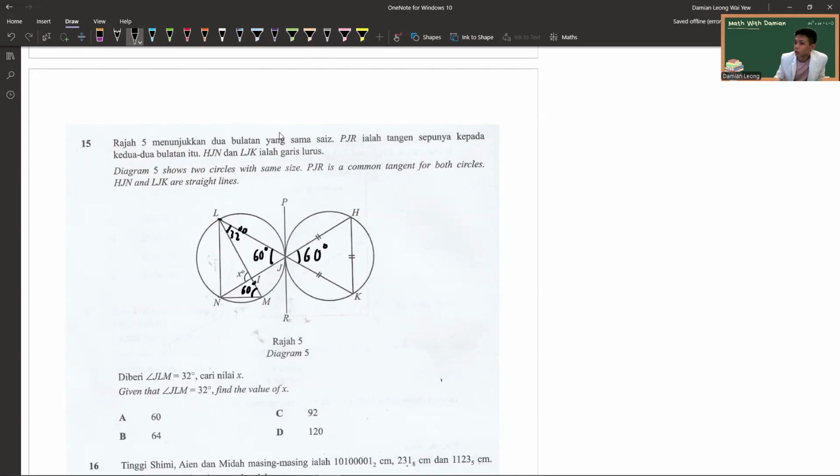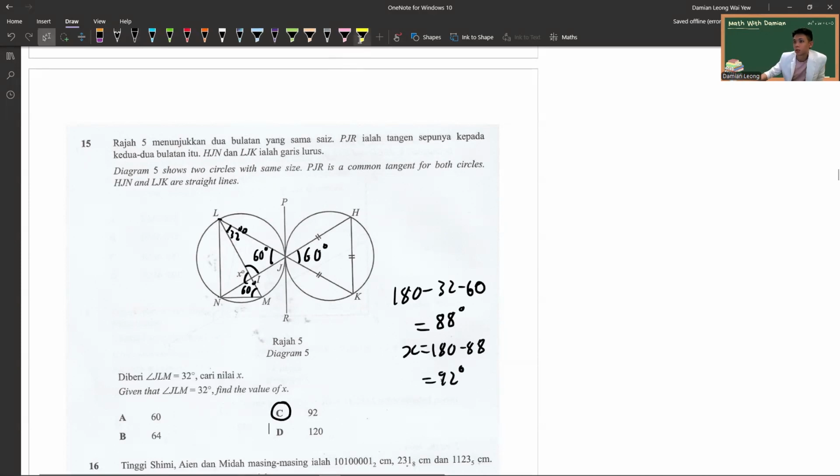So I can actually already find here using angle in a triangle. So 180 minus 32 minus 60, 88 degrees. So X is 180 minus 88, which is 92 degrees. Answer C.